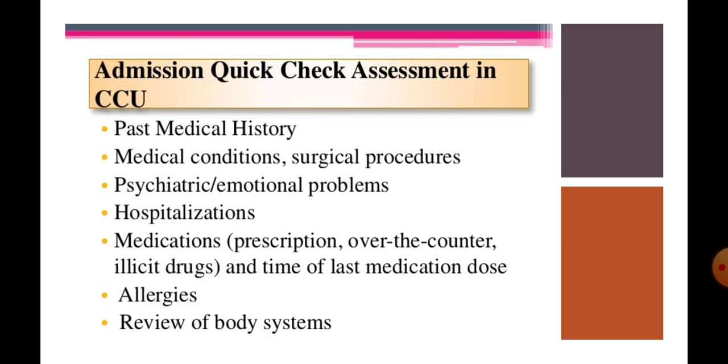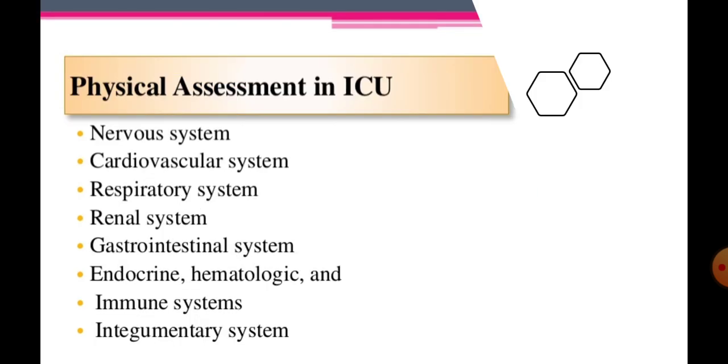And we should also ask for past medical history, medical conditions, surgical procedures, whether any has been done before, then the psychiatric and emotional problems of the patient, then previous hospitalizations, and whether the patient is on any medications for diabetes or hypertension, any over the counter medications the patient has taken, and time of last medication dose. Then we have to also ask for drug allergies and any other allergies. Then we also review the body systems. Then we have to do the physical assessment.